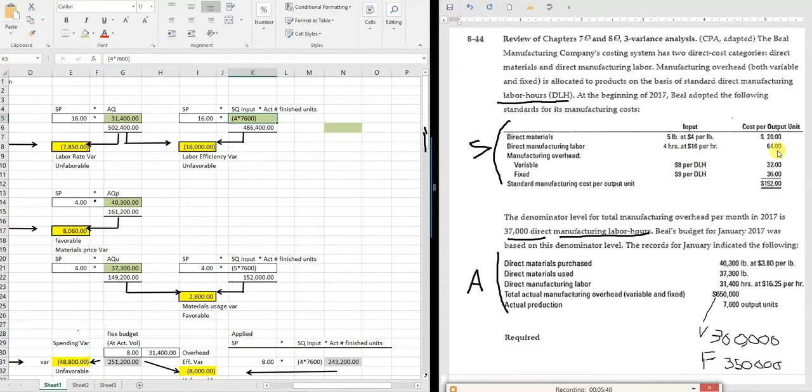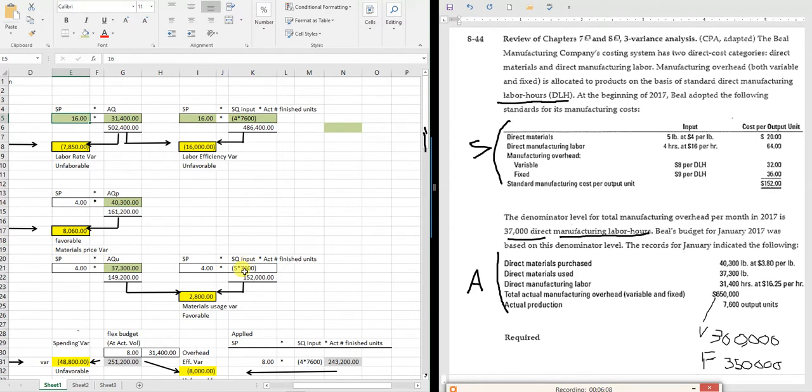Don't put the $64 because that's the cost per unit. Since these are all in hours, I need the standard rate per hour. So that's 16 and that's 16. For my materials, it's 5 pounds each. And again, don't use the 20 because that's $20 per output unit.